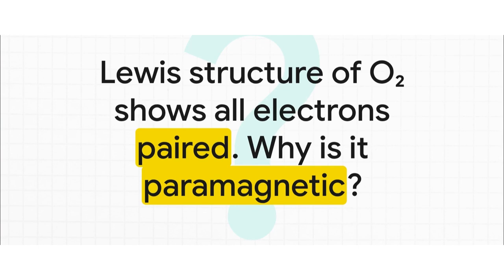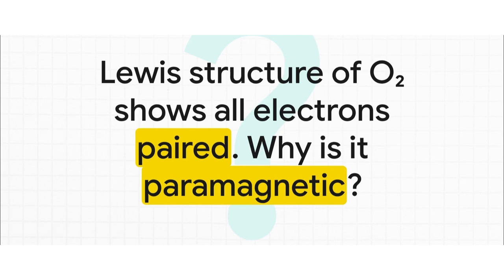So here's the puzzle for VBT. If you draw the Lewis structure for oxygen, O2, you'll get an O double bond O, where all the electrons appear to be paired up. According to this, oxygen should be diamagnetic, meaning it should be repelled by a magnetic field. But experiments show that liquid oxygen is actually paramagnetic. It's attracted to a magnet. Why? VBT has no answer for this.